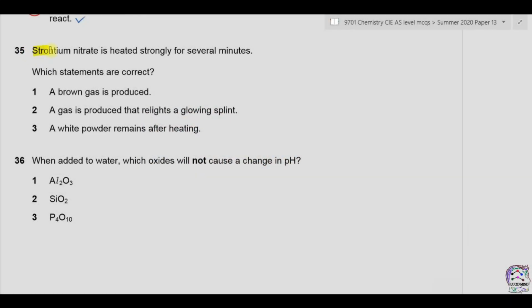Question 35. Strontium nitrate is heated strongly for several minutes. Which statements are correct? Let's write the chemical equation for the decomposition of strontium nitrate. We have Sr(NO3)2 converts into strontium oxide, nitrogen dioxide, and oxygen gas.